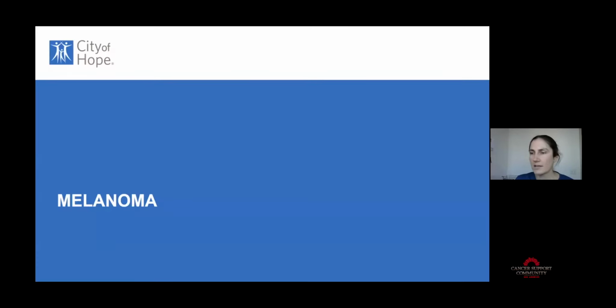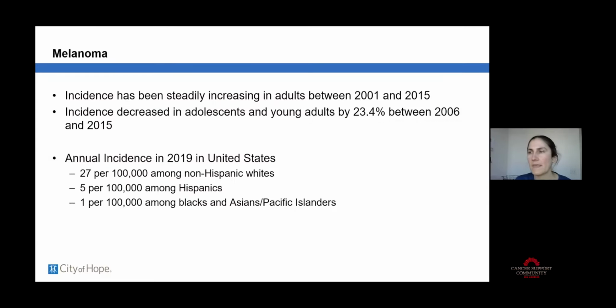The next type that we'll talk about here is melanoma. The melanoma incidence has been increasing over time from 2001 to 2015. But it's been found to actually be decreasing in younger adults and adolescents over a similar time period. It's thought that may be related to better education in terms of preventing sun exposure, wearing sunscreen, and being more cautious about sunburns.